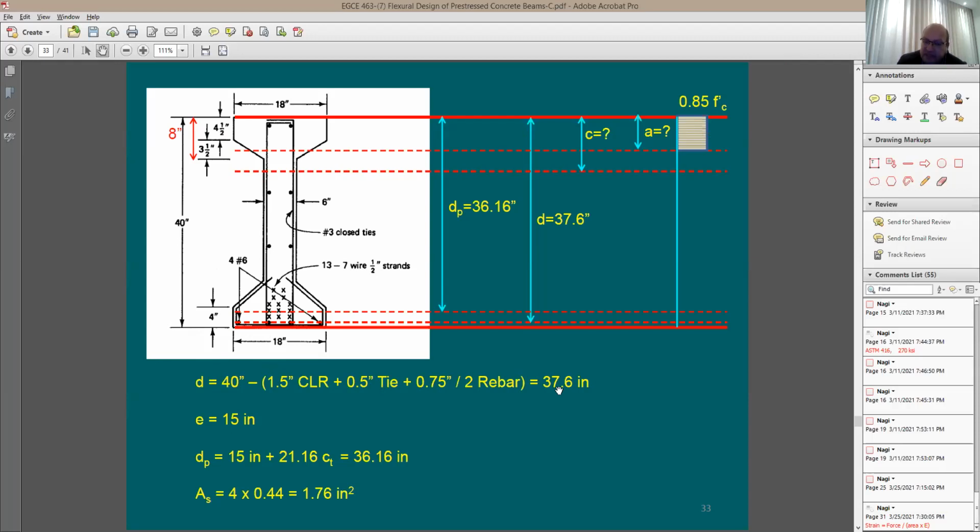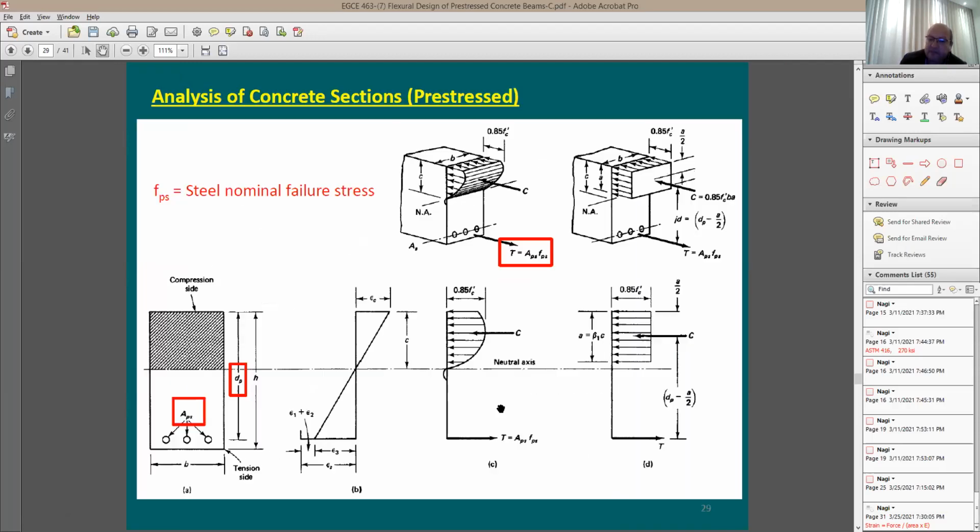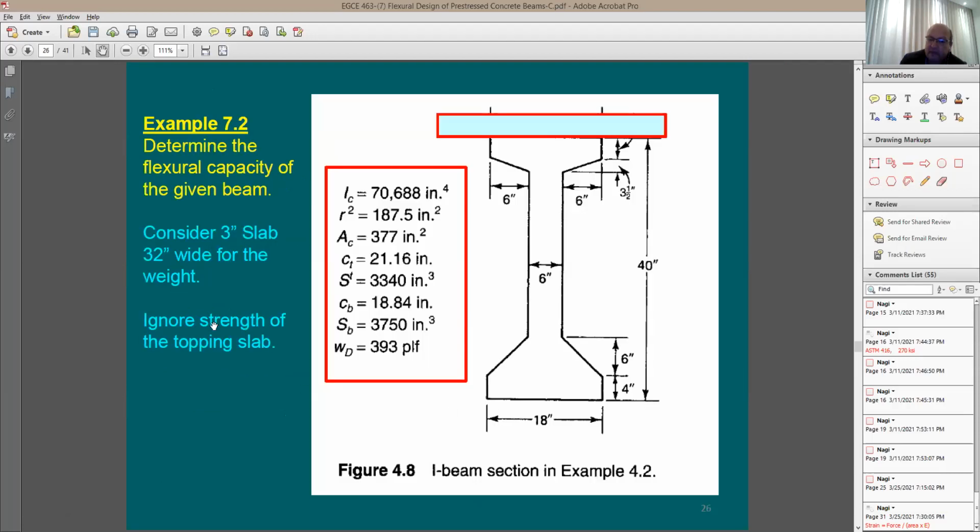Now, your eccentricity was given equal to how much? It's 15 inches. You guys remember C sub T? How much was C sub T? It is equal to 21.16. Where is this coming from? It's from here. Let me take you back to it. 21.16. What does it mean by this number here? This number is going to be the distance from the centroid of the section to the top. It's going to be this number here.